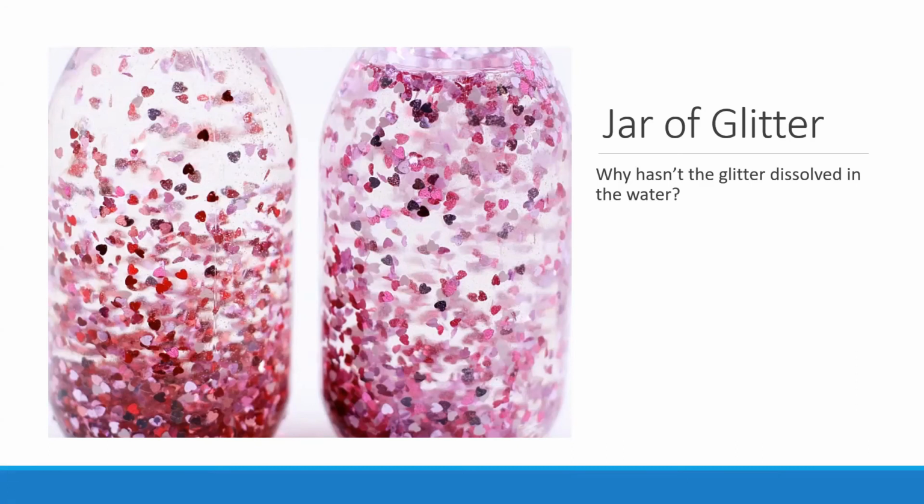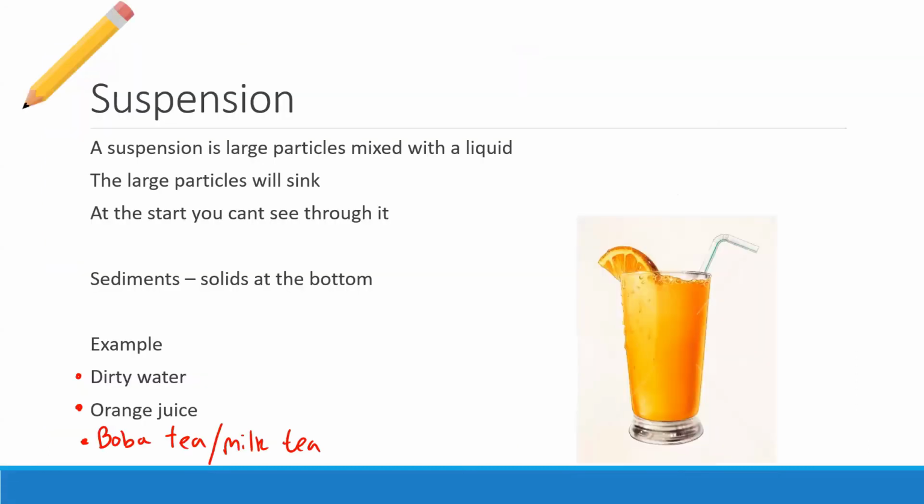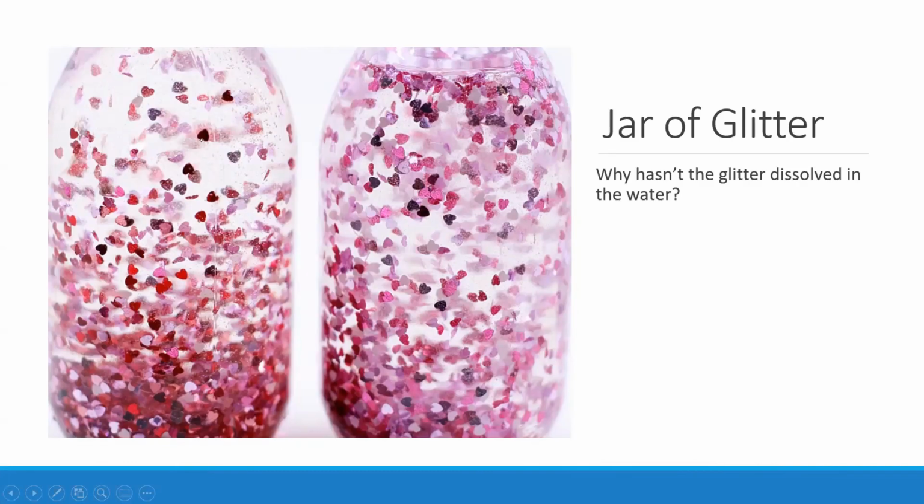A suspension has large particles mixed with a liquid. These particles will sink. So because these are large particles mixed in a liquid and they sink, that's why this is a suspension. These are used a lot in primary schools, actually, I've been told. Good for people when they get really agitated to calm down. They're just able to watch these sort of things sink, and it sort of calms people down. And they're actually quite easy to make too. So yeah, jars of glitter.